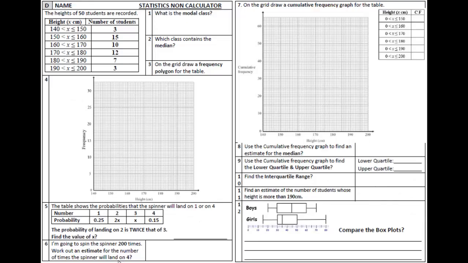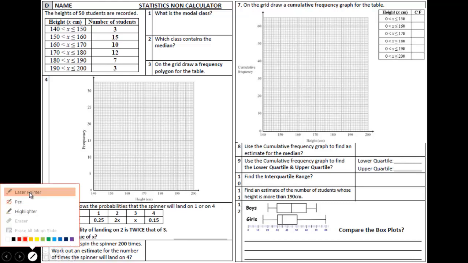This is the statistics non-calculator worksheet D. By now you should have done all the other worksheets A, B, C, and now you're going on to D. Now let's have a look at what this looks like. This is what the whole sheet should look like. This is what you should have in front of you. Let me just get the marker up.